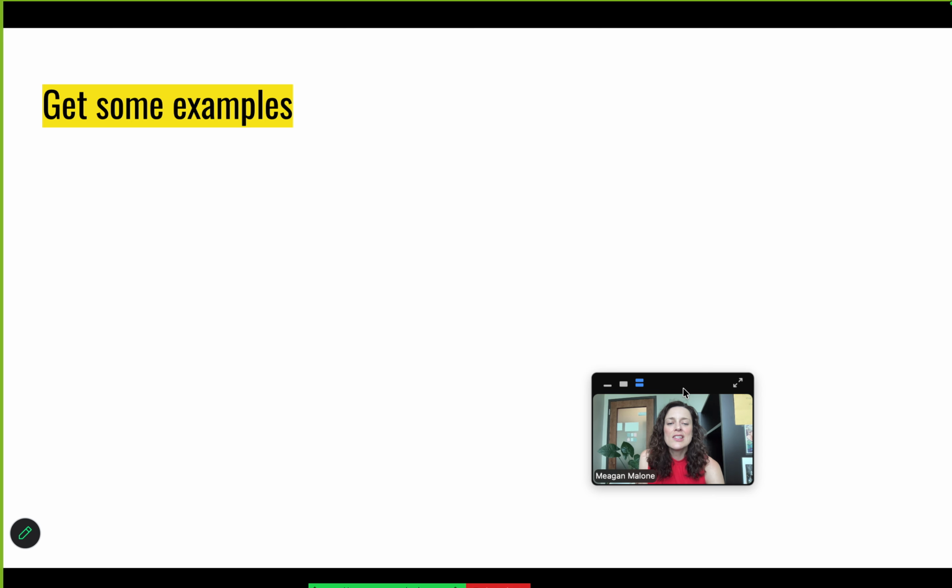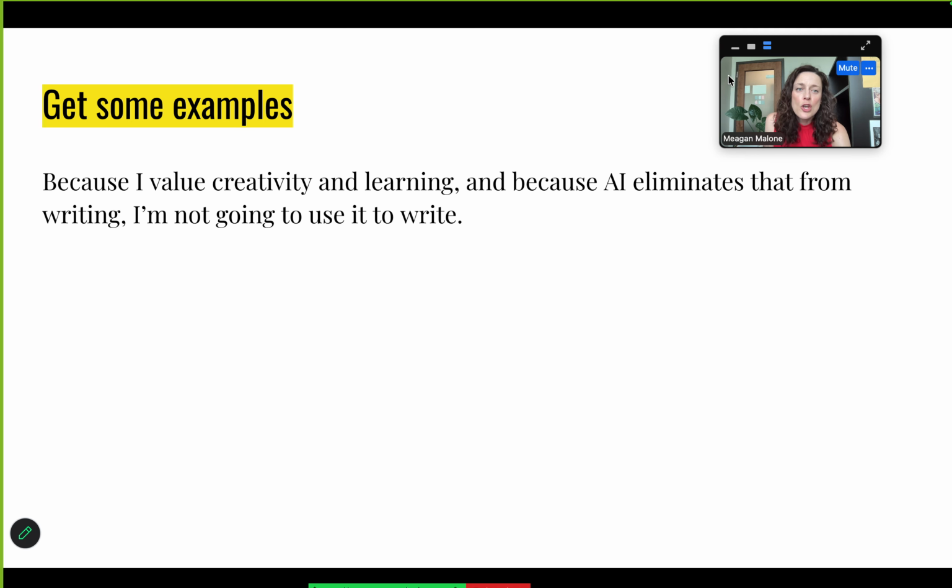Okay, so let's look at some examples of what that might be. Someone who doesn't want to use generative AI to write might say, because I value creativity and learning, and because AI eliminates that from writing, I am not going to use generative AI to write. This brings together all of those things, and that would be a great thesis statement. And then the rest of the essay would talk about the way you value creativity and learning, and the way you use writing to be creative and to learn. And then you can talk about the problems with that and how AI jeopardizes that.